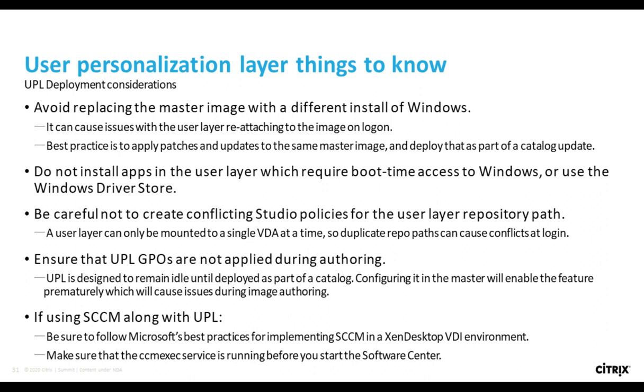You also will want to avoid applying GPOs in your master image during authoring that will potentially attempt to configure the repository paths. UPL is really designed to stay idle and inactive until it's deployed as part of a catalog, and therefore we intend for those policies to be the only place where the repository paths are activated. If you configure this information in the master image, the UPL services will prematurely try to mount the share during authoring, which will definitely cause you some issues, so you'll want to avoid this.